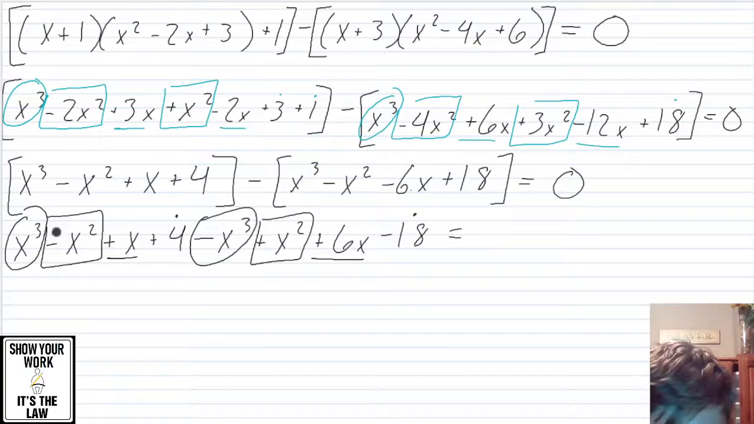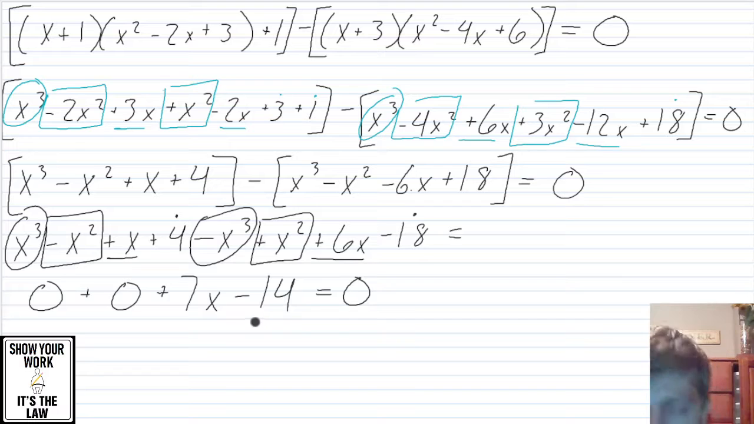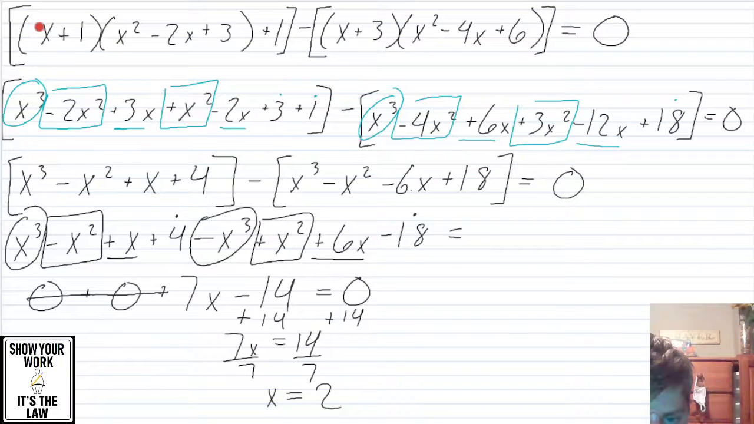All right. X cubed minus x cubed is 0. Negative, can you still see? Yes, you can. Negative x squared plus x squared is a 0. X plus 6x is a 7x. And then 4 minus 18 is negative 14. All this equals 0. And now let's solve. Forget about those. Let's solve for x. What's happening to x? Being multiplied by 7 and subtracted by 14. Add 14 to both sides. 7x equals 14, and then divide by 7 on both sides. X equals 2.